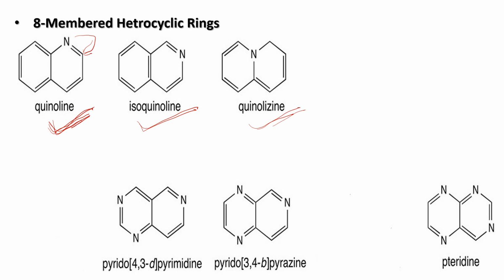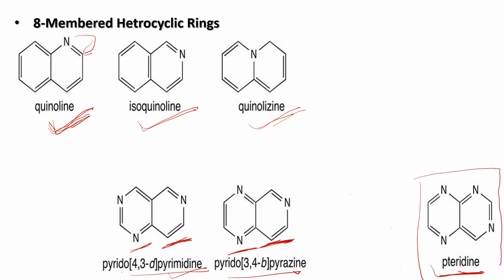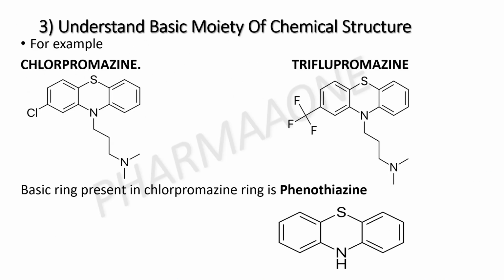You can see here pyridopyrimidine: this is pyridine, this is pyrimidine, it will become pyridopyrimidine. Pyridopyrazine: this is pyrazine, this is pyridine. Pteridine, this is very important. When you are reading about sulfonamides, there you will study this structure. Pteridine, there you will see this structure. Should know. Next slide. Next point: understand the basic moieties of chemical structures.